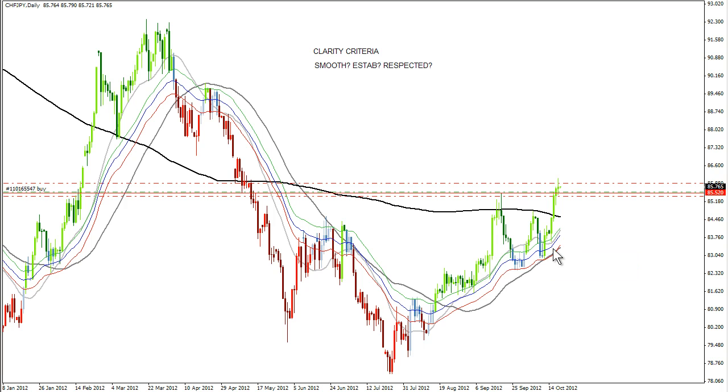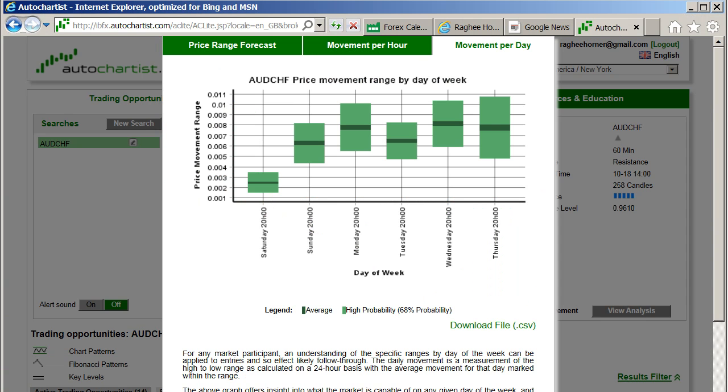Well, I wouldn't call this last move quite, let's see, two large candles here. I don't know that it's quite grabbing a lot of attention yet, but it has broken that previous high, which caught my attention, for that matter.